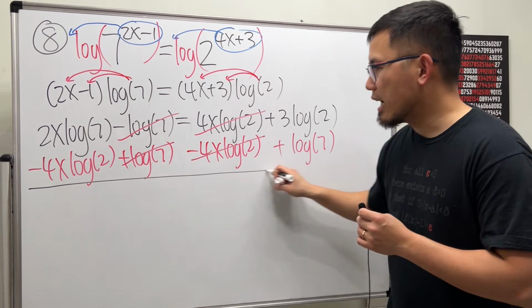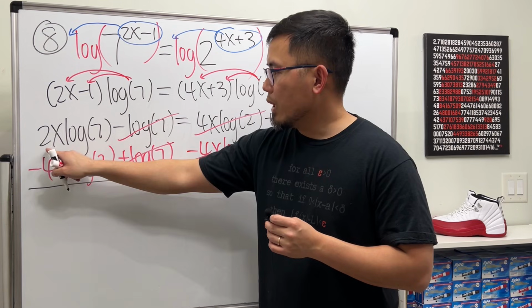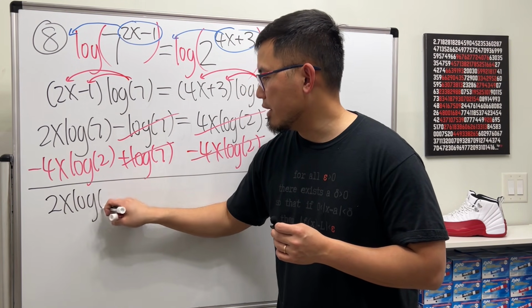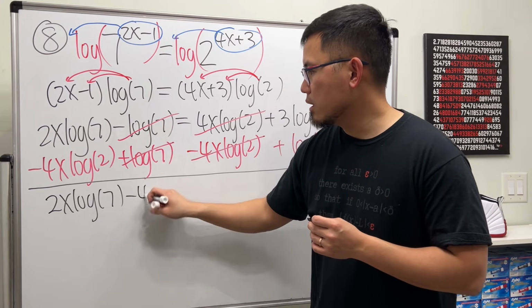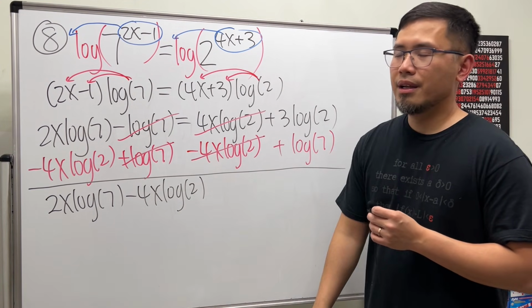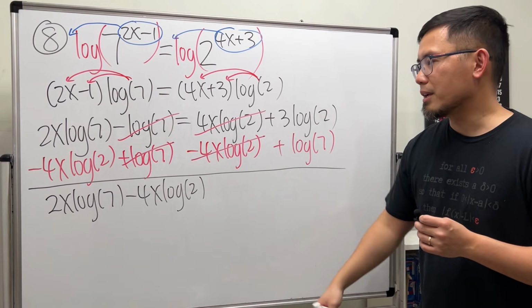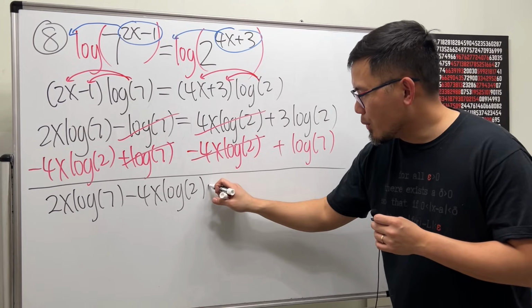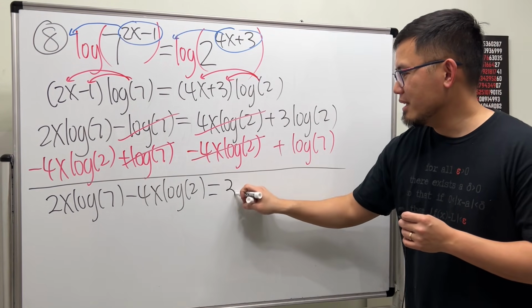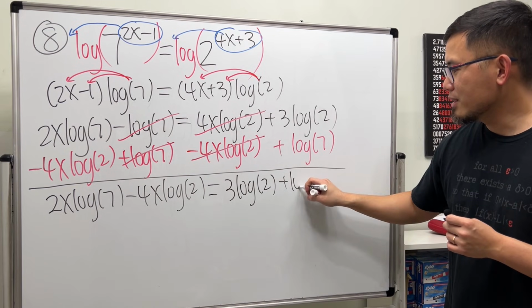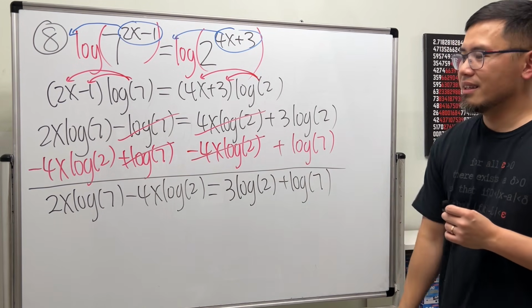Now on the left hand side, we have this minus that. Let me write it down. 2x log of 7 minus 4x log of 2. That's equal to, I know it's a lot of writing, I'm tired already, but almost done. This is equal to, here we have 3 log of 2 plus log of 7.